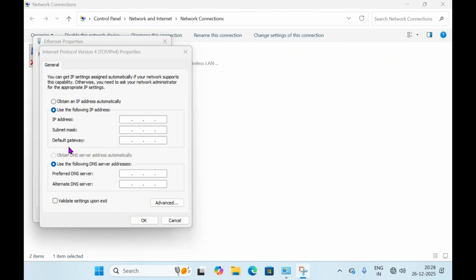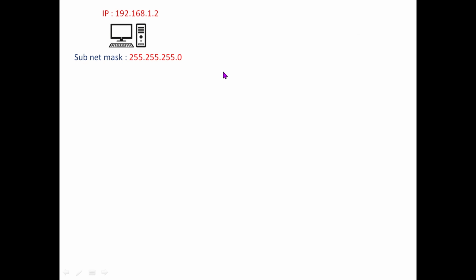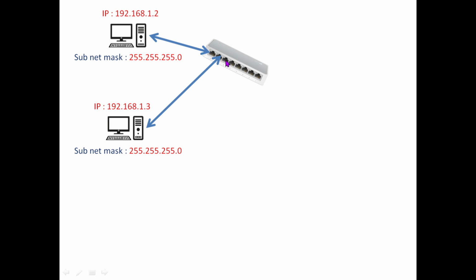We are going to learn about the default gateway and the values to be inserted in the default gateway. Suppose there are two PCs, one having the IP address 192.168.1.2 and subnet mask 255.255.255.0, and another PC having the IP address 192.168.1.3 and subnet mask 255.255.255.0, and they are connected by a switch.